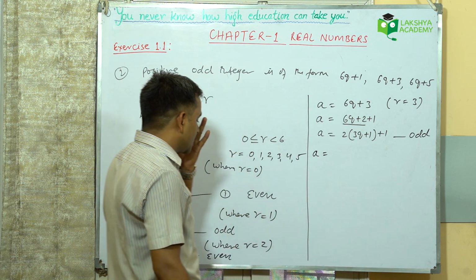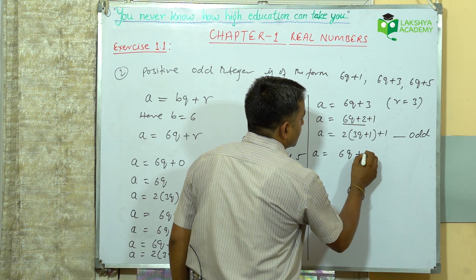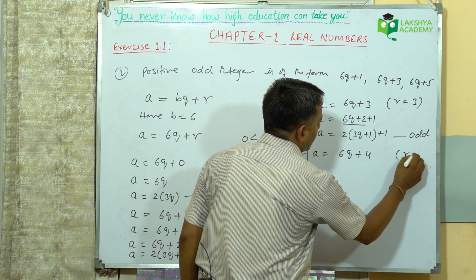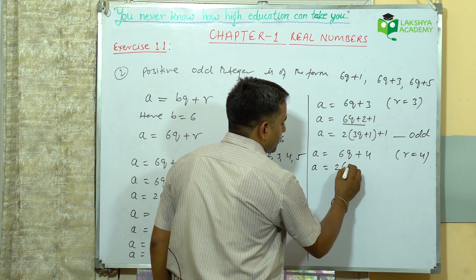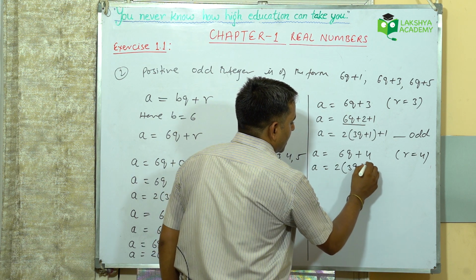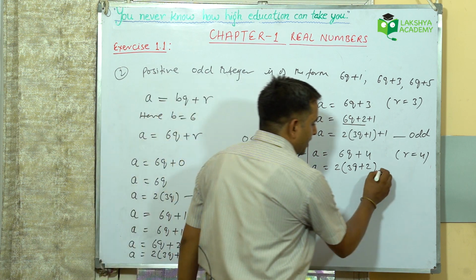Again going for the next step, a equals 6q plus 4, taking r equals 4. So a equals 2 times (3q plus 2). Now this is divisible by 2, so this is an even integer.